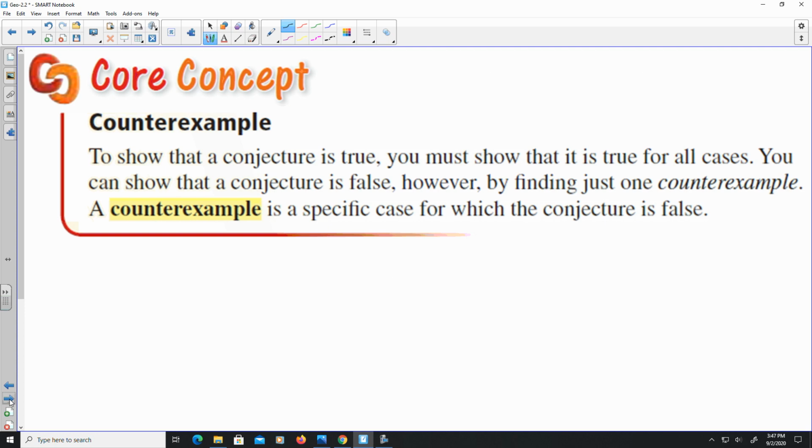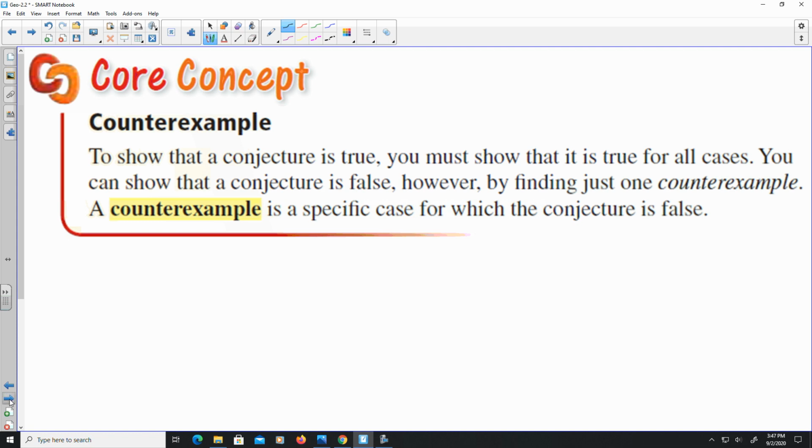Now, for the most part, you're going to show conjectures that you created that are going to be true. So you must show that it is true for all cases. All right. In order to show that it is true in all cases, usually you have to denote by a variable.